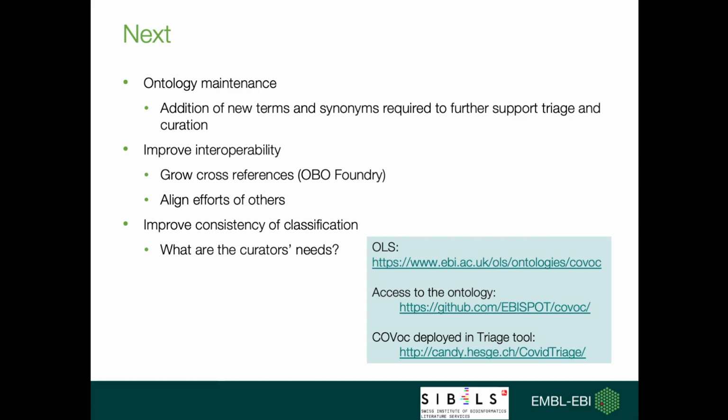Going forward, the plan with COVoc is to maintain the ontology through the existing pipeline, adding new terms and synonyms where required to further support the triage and curation. This will be done in collaboration with the SIB team. We also plan to improve the interoperability of COVoc, as previously stated, by aligning our efforts with others, such as CIDO, and growing the current list of cross-references to include more of the OBO Foundry.